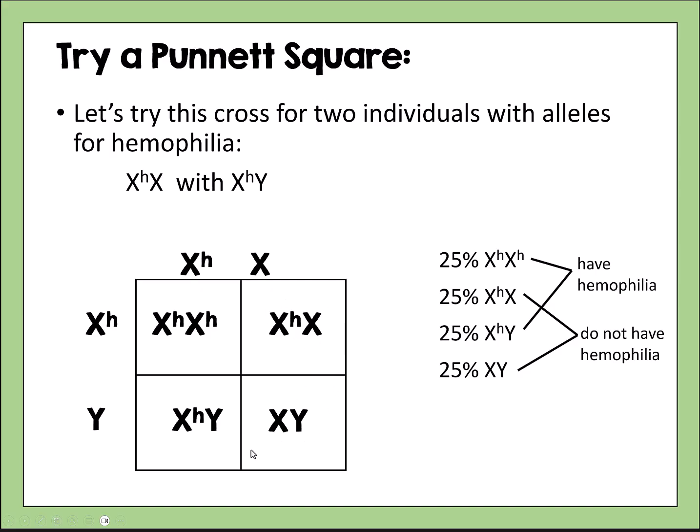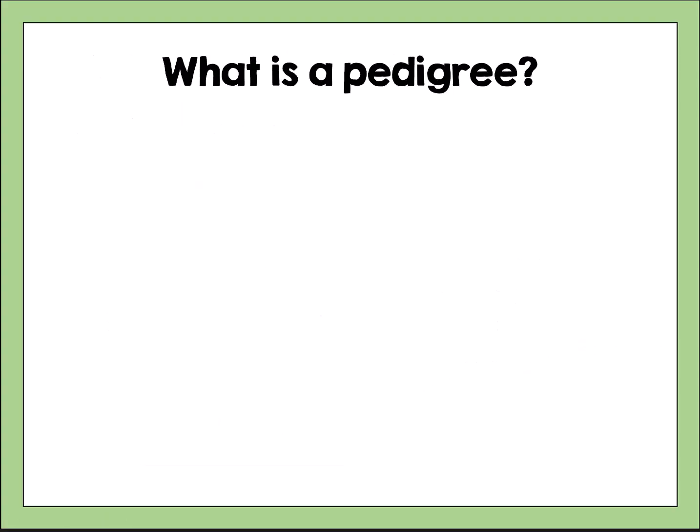Neither of these quadrants, these offspring, are going to show the disease for hemophilia. This individual here, this genotype, is going to be able to pass down that gene to her offspring, but she's not going to show the disease in her lifetime. So that's how we do a sex-linked Punnett square.